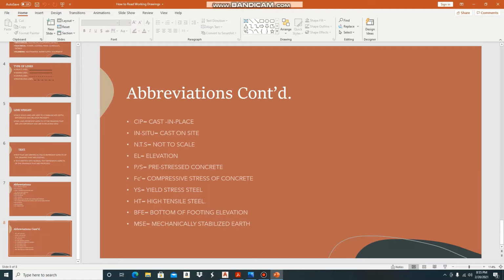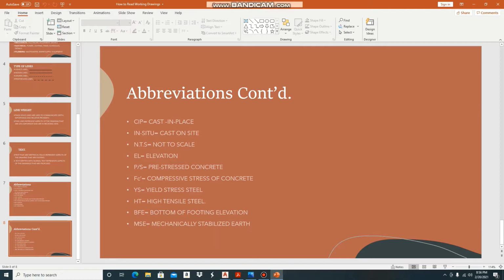And then there is NTS, which is not to scale. We have EL, which means elevation. PS, which means pre-stressed concrete. We have f'c, which means the compressive stress of concrete. We have YS, which means yield stress of steel. We have HT, which means high tensile steel. And we have BFE, which is bottom of footing elevation. And we have MSE, which means mechanically stabilized earth.